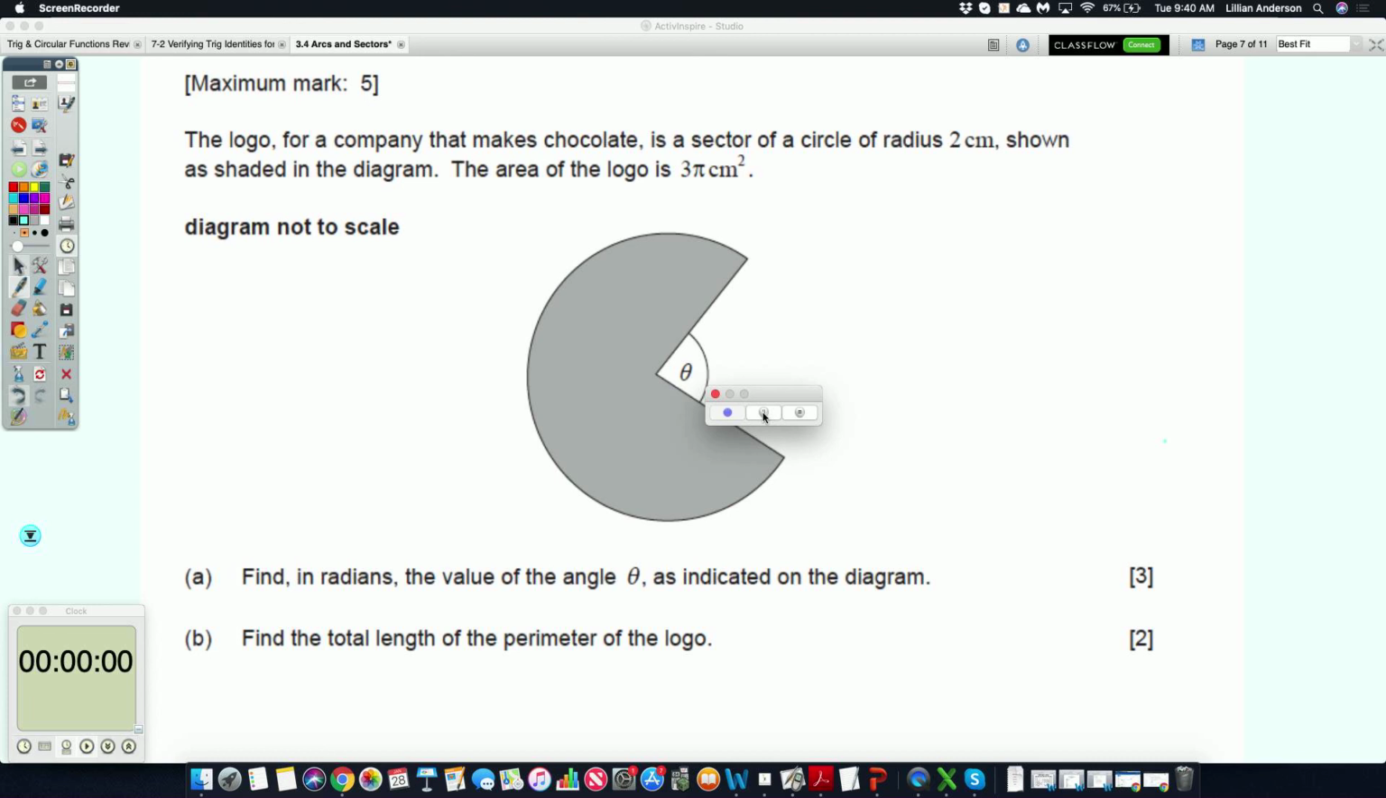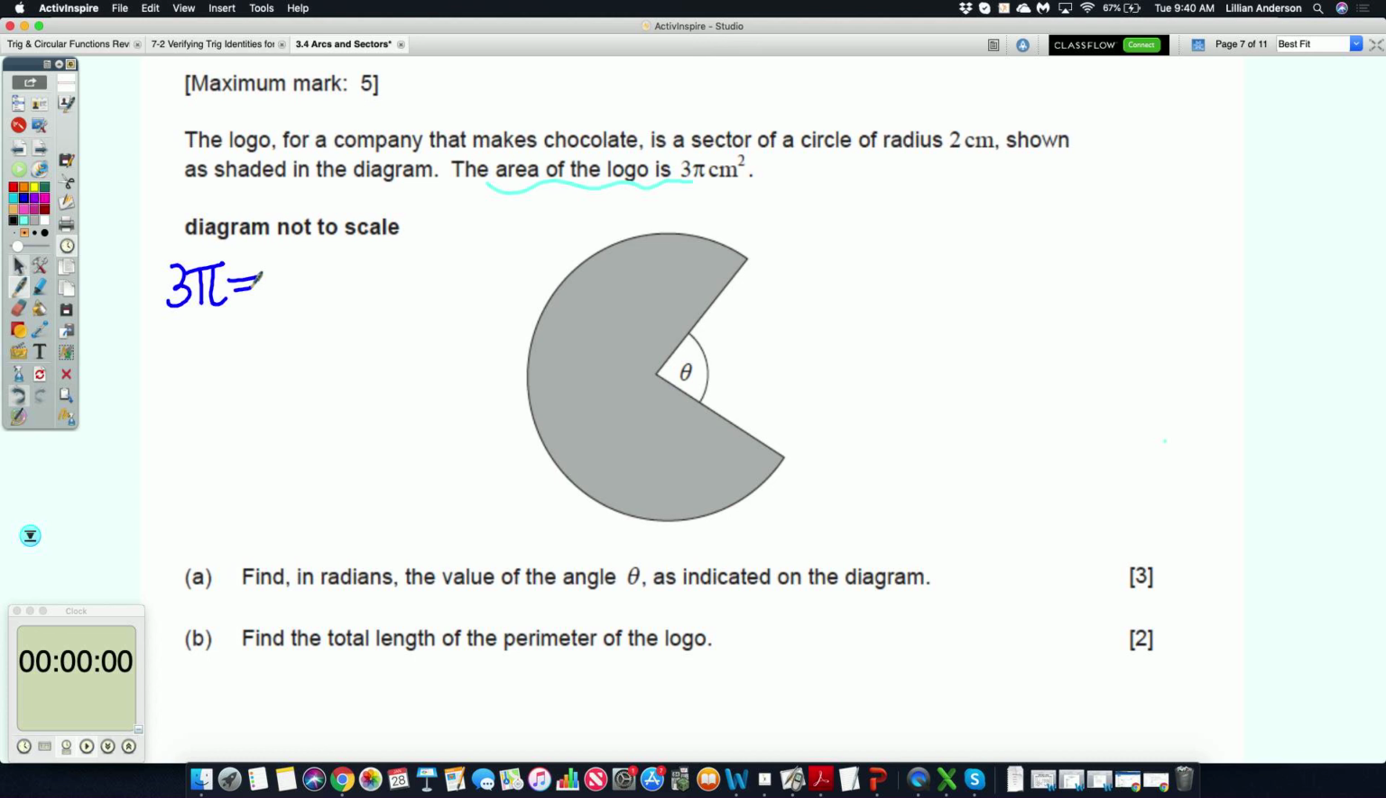It is a sector. Okay, a sector can be basically any piece of a pie. Doesn't matter how big. It doesn't have to look exactly like a slice of pizza. So if the area of this particular sector is 3 pi, then we know, well, what's the formula for area of a sector?